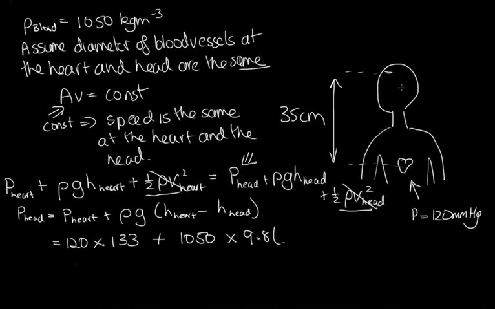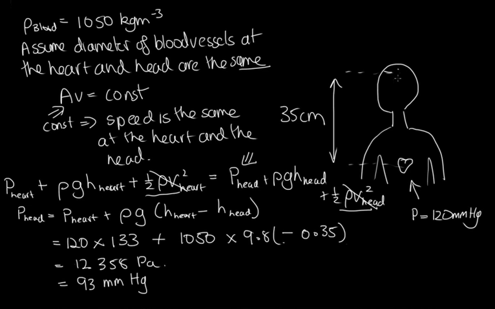Now the heart is 35 centimeters below the head. So the height of the heart minus the height of the head is minus 35 centimeters, so that's minus 0.35. Now we can enter this into the calculator, and what we end up with is 12,358 pascals. If we want to convert this into millimeters of mercury, we divide by 133, and we end up with 93 millimeters of mercury.